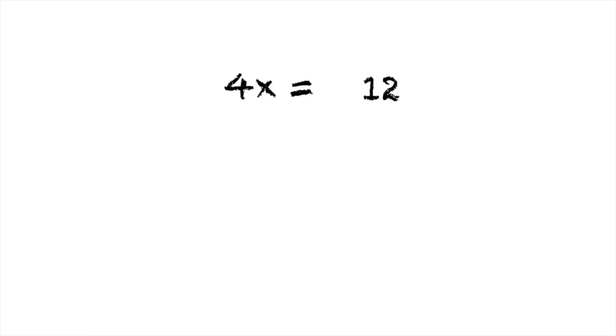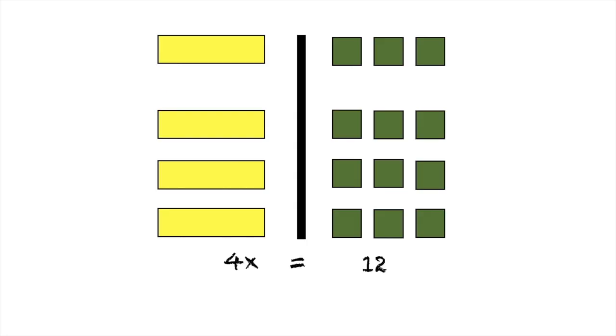Again, we have 4x is equal to 12. We took 1/4 of both sides. So 4x times 1/4, and 12 also multiplied by 1/4. So 1/4 of 4x is the same as 1/4 of 12. x then gives us 3.